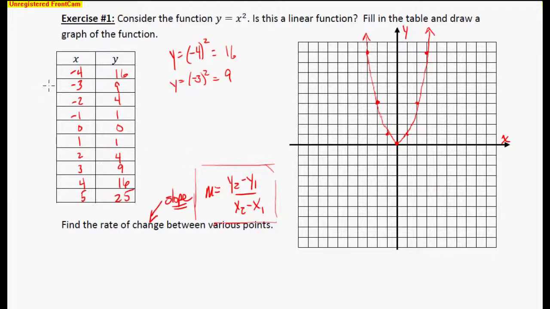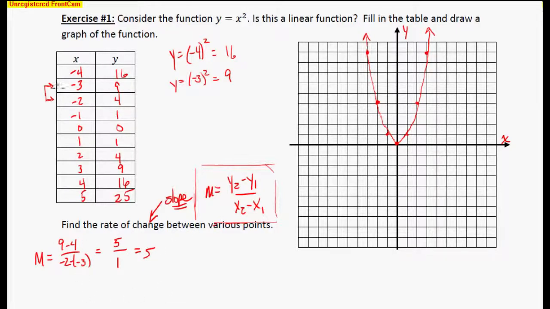Let's just take these two right here, no rhyme or reason. I'm just going to take those two points. My slope is going to be 9 minus 4 over -2 minus a -3. Be careful with your positives and negatives there. I'm going to get 5 over negative 2 minus a negative 3, which gives me a 1. So my slope there is 5.